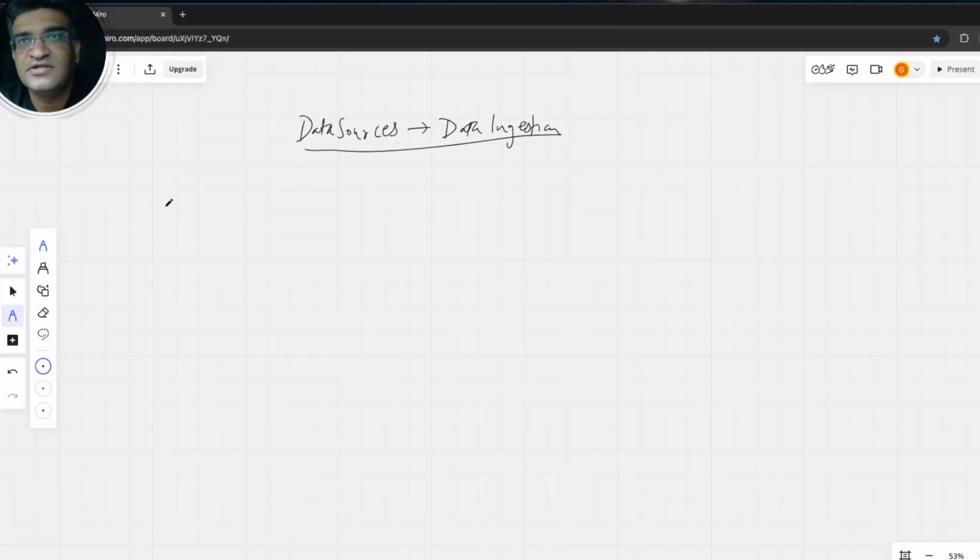So let's try to first understand what are the different types of data sources. Data sources can be sources which can send you structured data. There can be sources that are sending you semi-structured or unstructured data also. Structured data is generally sent by systems like the OLTP backends, which are using RDBMS, the typical databases.